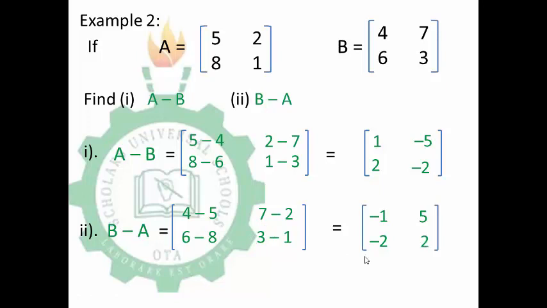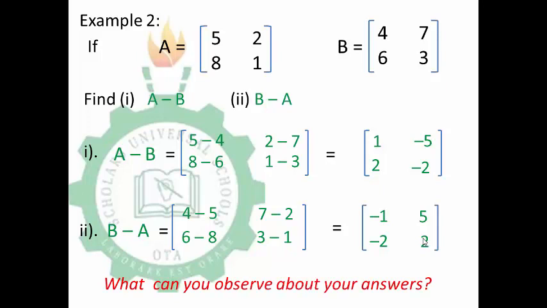You can see that there's a change here. The first number here is 1, and this one is minus 1. The second number here is minus 5, and this one is 5. The third number here is 2, and this one is minus 2. And the fourth number here is minus 2, and this one is 2. So here, it means that A and B don't behave the same way under subtraction. They behave the same way under addition, but they don't behave the same way under subtraction. So we now say that A and B are not commutative under subtraction.